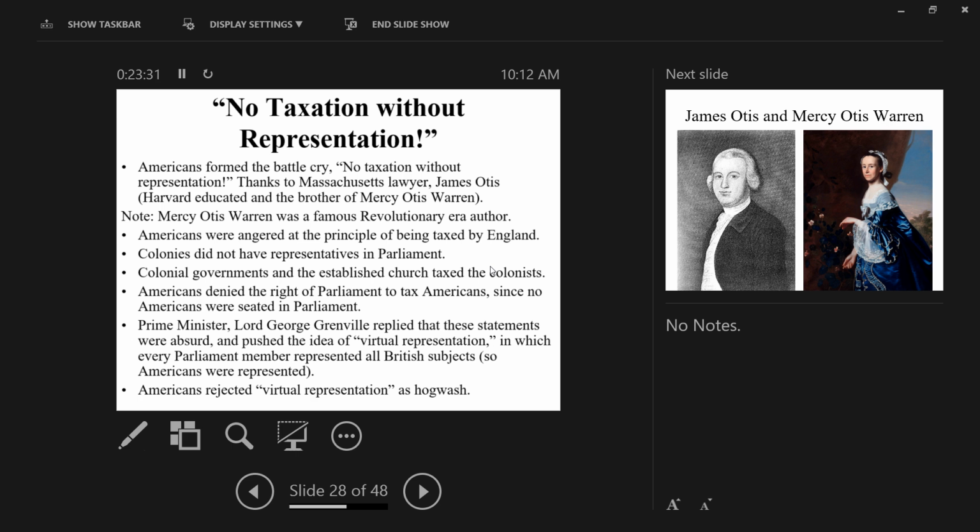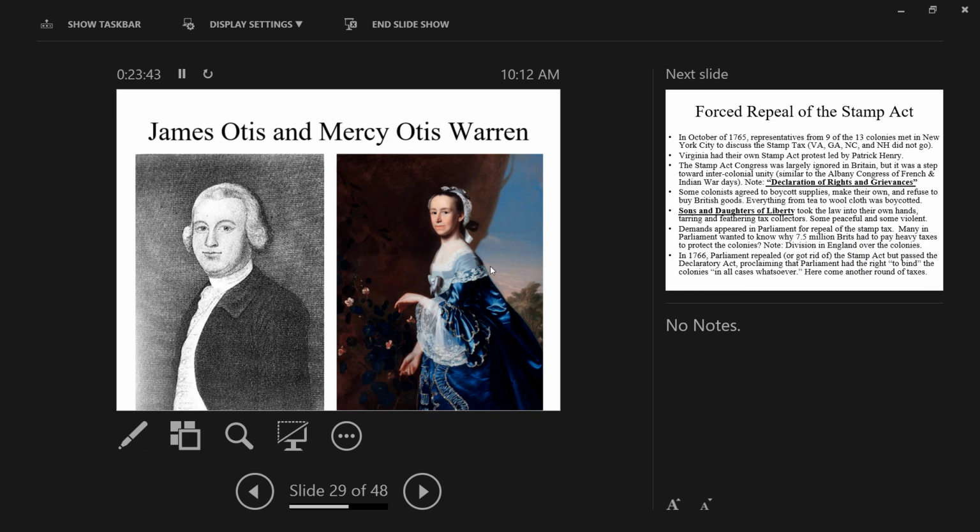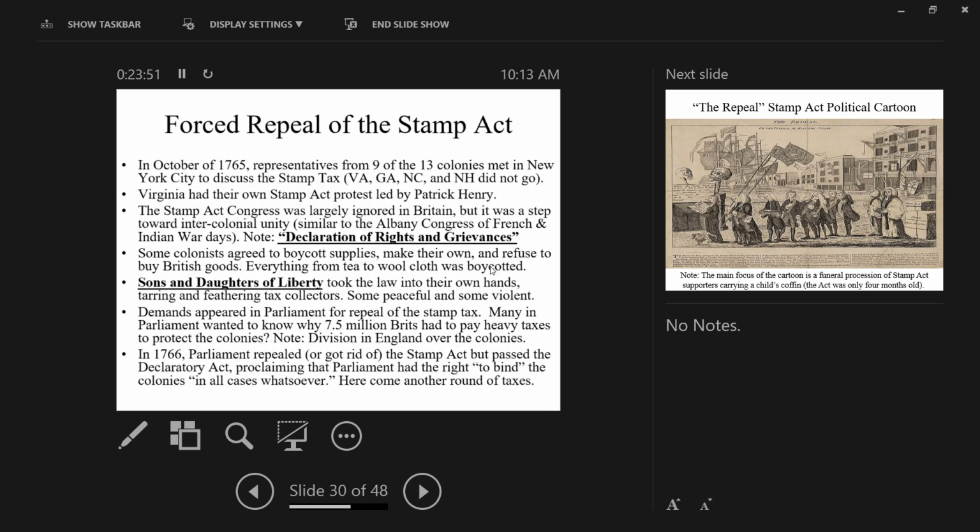So Americans reject the virtual representation laid out by Grenville in Parliament. Here on the left, we have James Otis, and on the right, we have Mercy Otis Warren. And this is where we pump the brakes today. This is all I've got for you today. In October of 1765, representatives from 9 of the 13 colonies met in New York, and they discussed the Stamp Act. This becomes known as the Stamp Act Congress. The only colonies that didn't send representation: Virginia, Georgia, North Carolina, and New Hampshire. Virginia had their own Stamp Act Congress that was actually led by Patrick Henry.